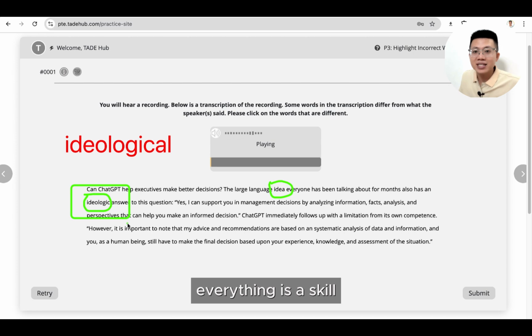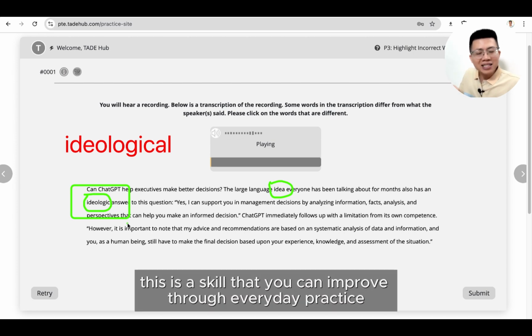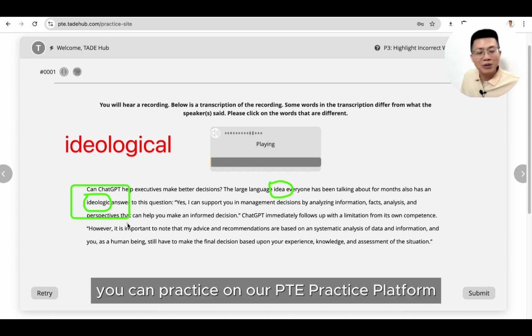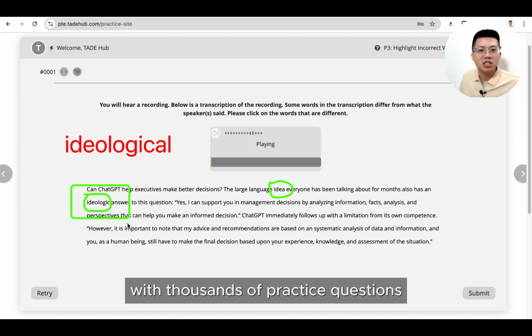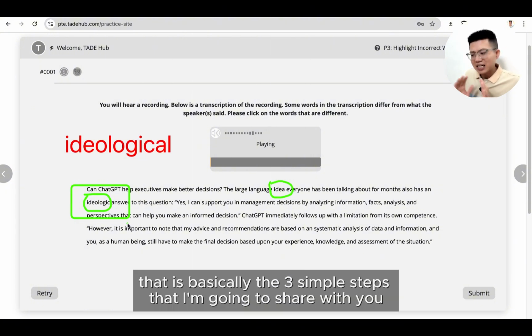Everything is a skill, and this is a skill that you can improve over time. This is a skill that you can improve through everyday practice. So make sure that you pay attention to our guide and then put it into use. You can practice on our PTE practice platform with thousands of practice questions to improve your skills to deal with each question type. So that is basically the 3 simple steps that I'm going to share with you.